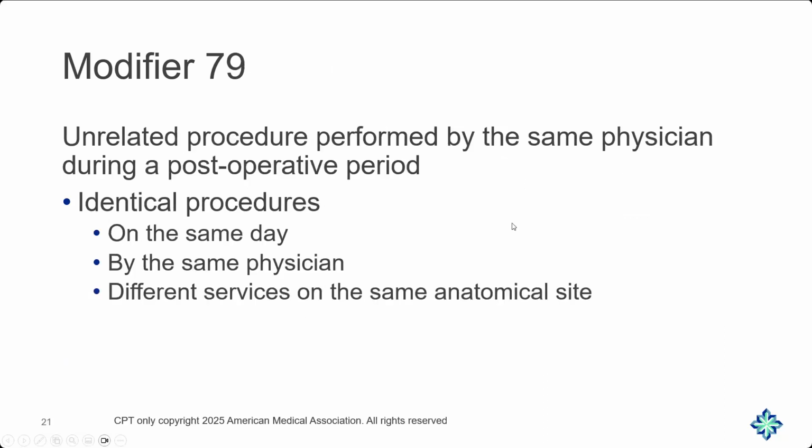All right, we were asked a couple of questions about modifier 79. The most generic one was just, how do I use modifier 79? Well, we want to make sure that you're using it appropriately with an unrelated procedure that was performed by the same physician during a postoperative period. So it's not a complication to the original surgery. That's what we already know. You're not returning to the OR for the original surgery. It has to be unrelated.